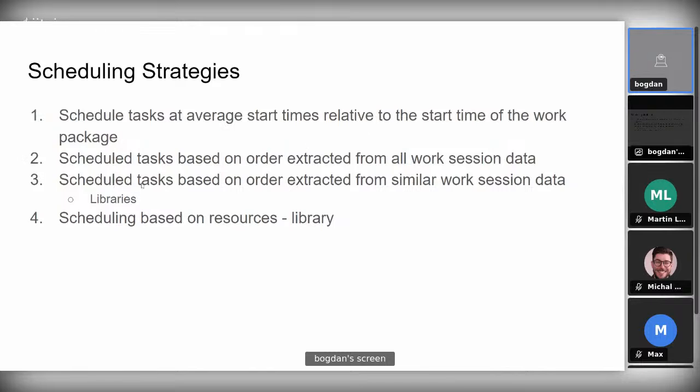And the third attempt was to take the history again, but not try to extract the order of tasks from all of the work packages, but only from certain, let's say, interesting work packages and/or similar work packages. And that's what I will describe in a moment.